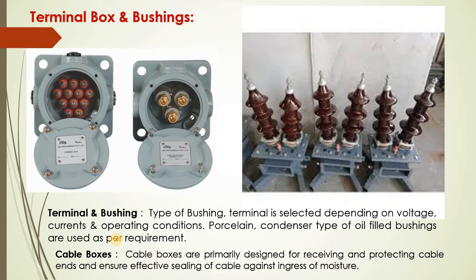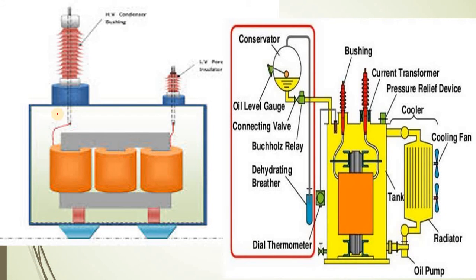Then there are cable boxes. Cable boxes are primarily designed for receiving and protecting cable ends and ensuring effective sealing of the cable against the ingress of moisture. Moisture is not allowed to go inside the transformer tank, as it has severe consequences. Here you can see the HV bushing and the LV bushing. The length of the bushing itself tells us the value of the voltage here.